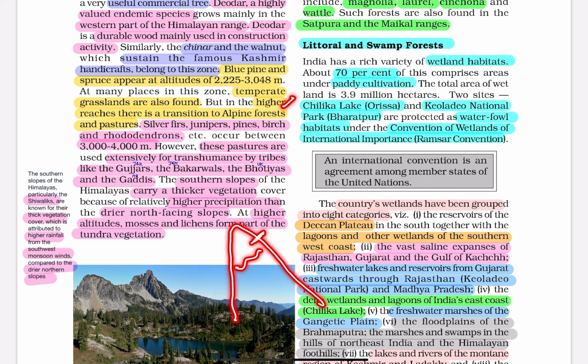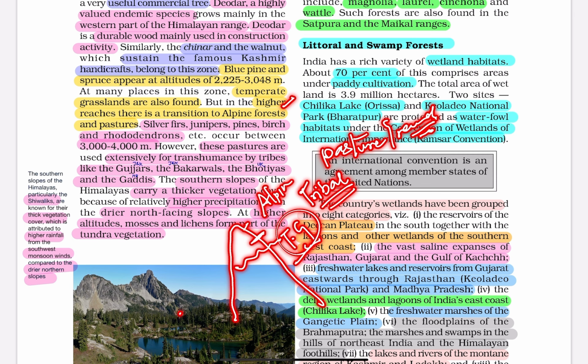Let's imagine that till here you have found the temperate grasslands, because a lot of tribal communities also belong to this zone, as they find pasture grounds here for their cattle. Now as you move up, the transition is to the alpine forest and pastures. Here you will find silver firs, junipers, pines, birch, rhododendrons. There are questions about these also. They occur at a height of 3000 to 4000 meters.